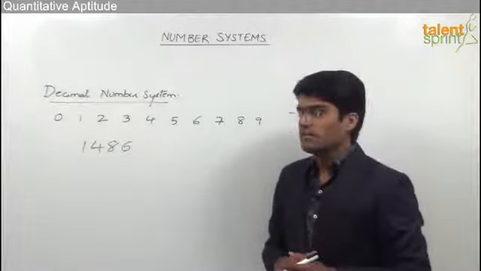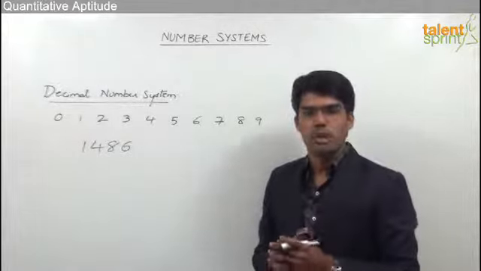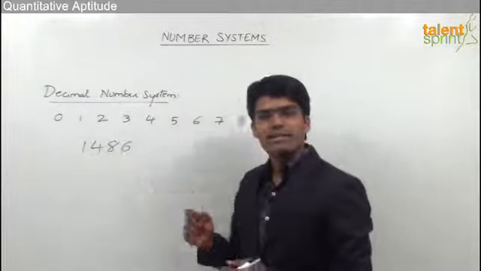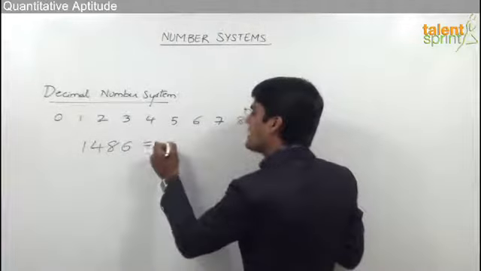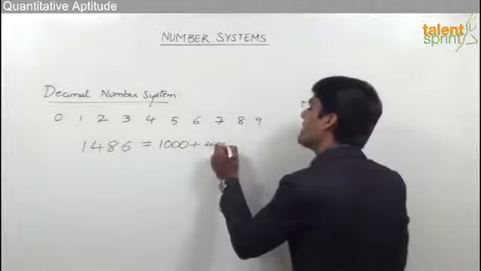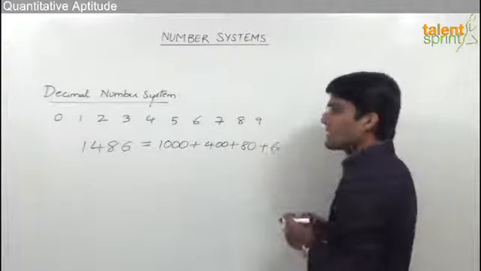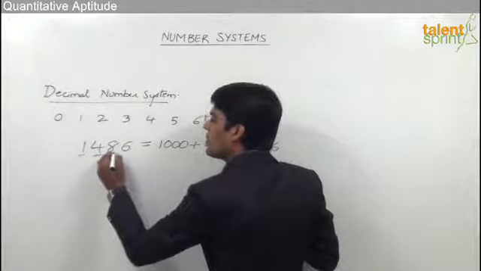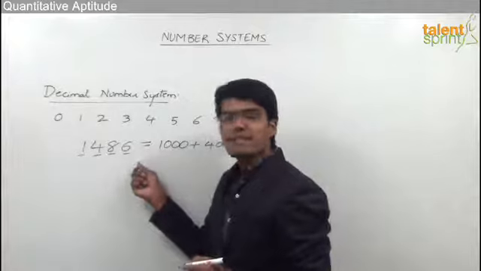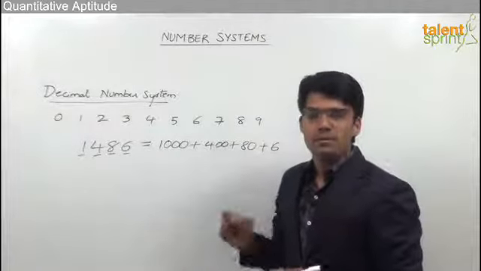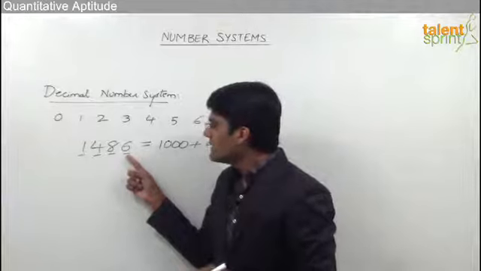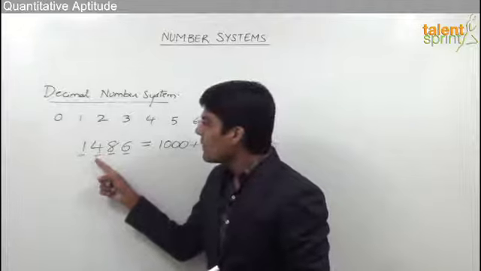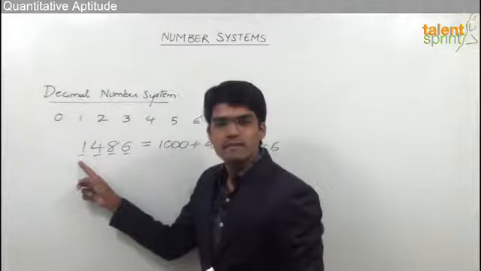Now, as I have already mentioned, the base of the decimal number system is 10 because we use 10 different symbols here. So this number 1486 can be represented as 1000 plus 400 plus 80 plus 6. The reason behind this kind of representation is that we are using different digits, that is 1, 4, 8 and 6, and each of these digits has a place value depending on its position. For example, 6 here is in the units place. Then 8 is in the tens place, 4 is in the hundreds place, and 1 is in the thousands place, and so on.